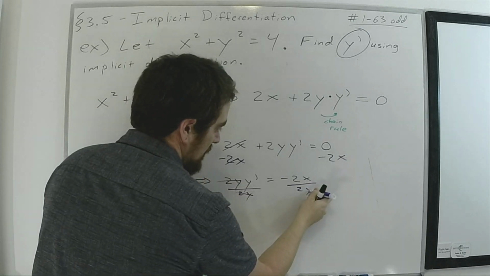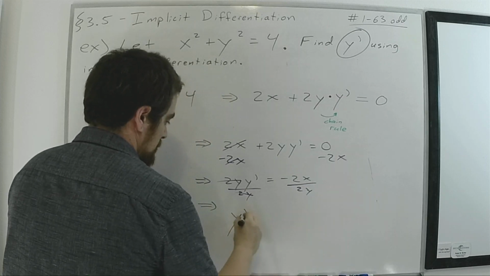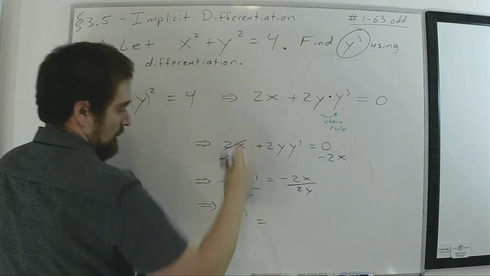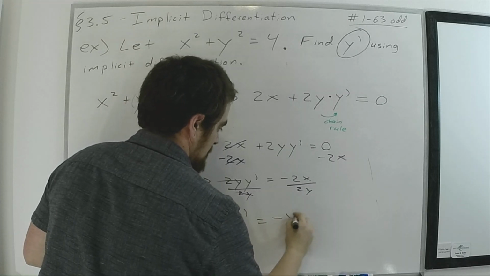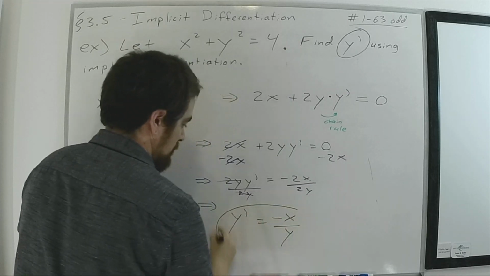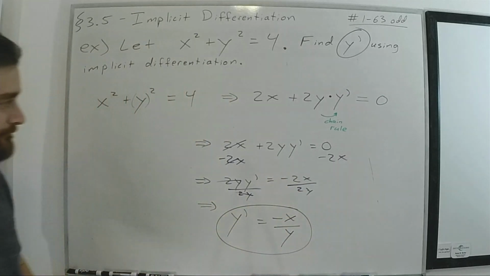That means I'm going to have y prime, which is my derivative, which is what I want, is negative x over y, after simplifying 2 over 2.